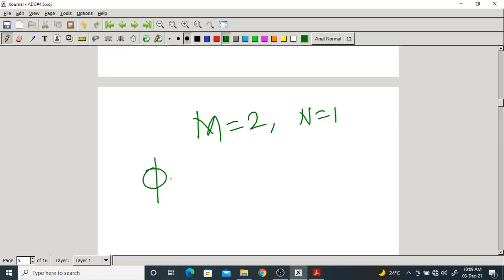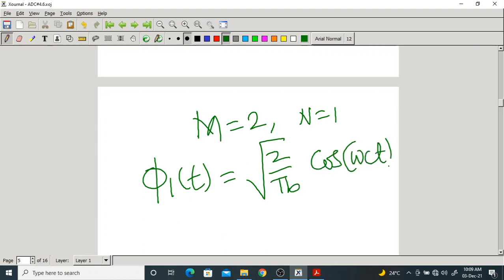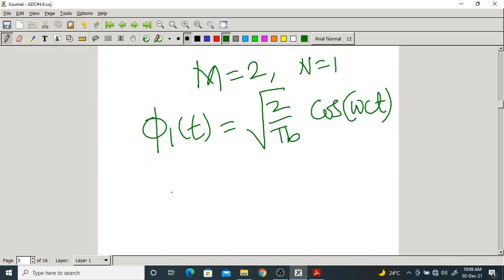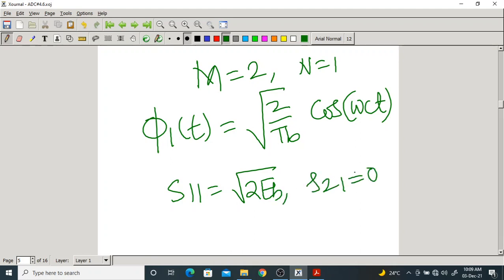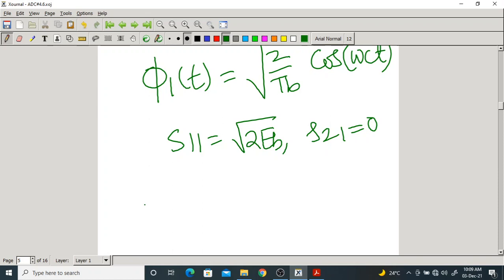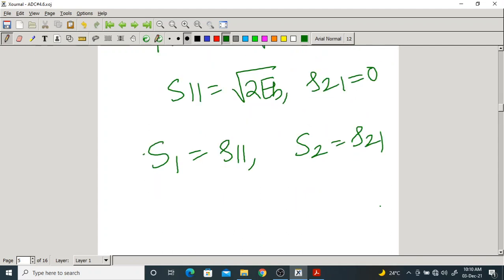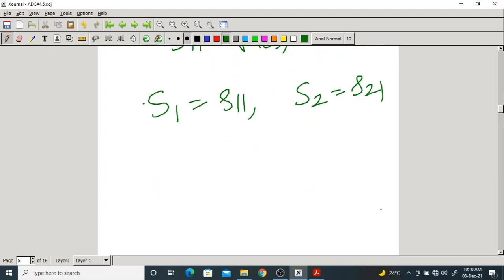So what is phi 1 of t? It is just like root 2 by Tb cos omega ct. Now, so we got s11, that is root of 2 Eb, s21, that is 0. So what is vector s1? That is s11, just like BPSK. What is vector s2? s21. Now, how to draw the constellation?